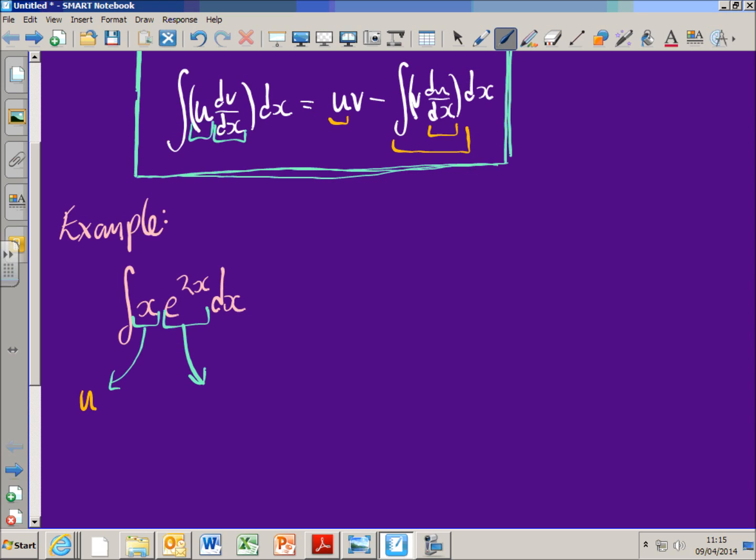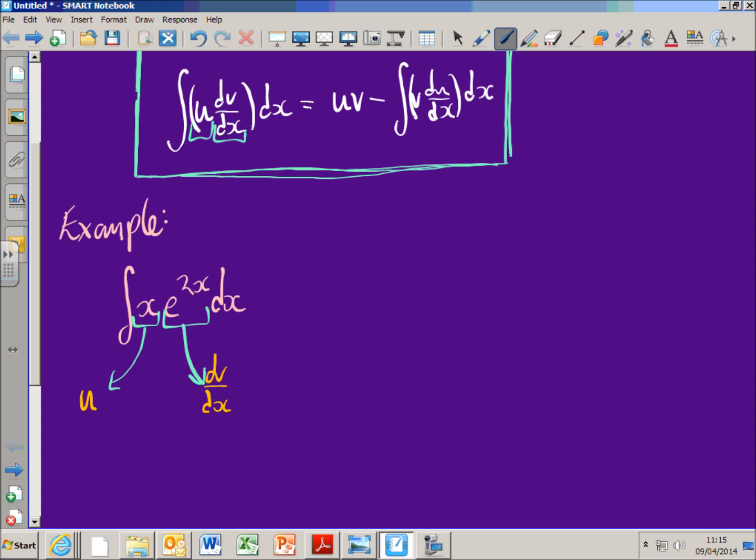Now usually if you've got an x, you want that to be a u because in the equation you've got a du dx, so it just goes to 1. If you can make things go to 1, that's nice. But don't always just write the first thing down as the u, because it might not always be like that. So that's going to be the u, and so this one must be the dv by dx.